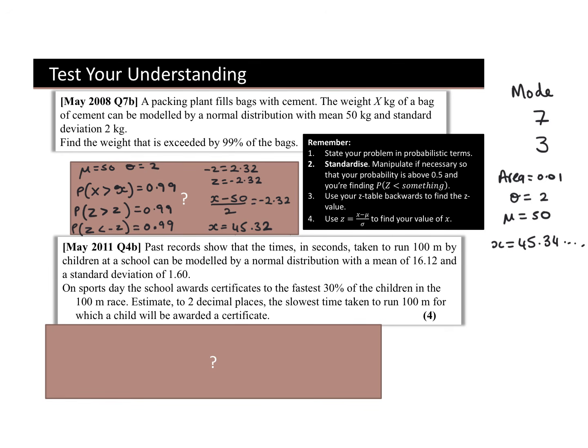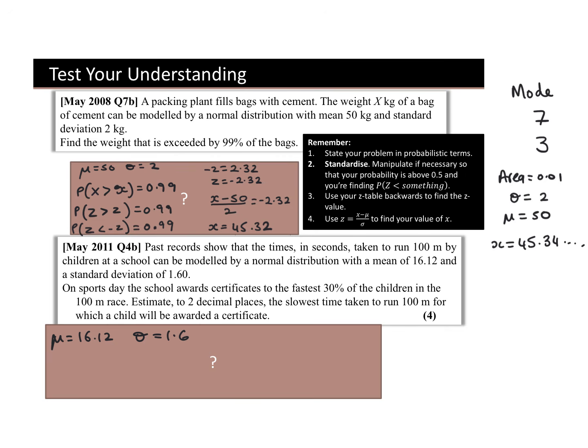Past records show that the times in seconds taken to run 100 metres by children at a school could be modelled by a normal distribution with a mean of 16.12 and a standard deviation of 1.6. On sports day, the school awards certificates to the fastest 30% of children. Okay? What does this imply, the fastest 30%?